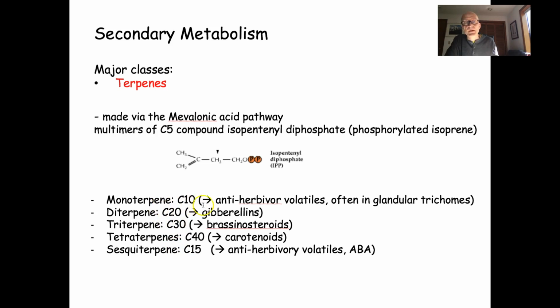So some of these monoterpenes include anti-herbivory volatiles that are often found in trichomes of leaves. They're called glandular trichomes because they're sort of like little glands that can burst and then release the substance that's inside them. Gibberellins, brassinosteroids, and also abscisic acid or ABA are all plant hormones that will be discussed in more detail later on in this class. And then C40 tetraterpenes are carotenoids.